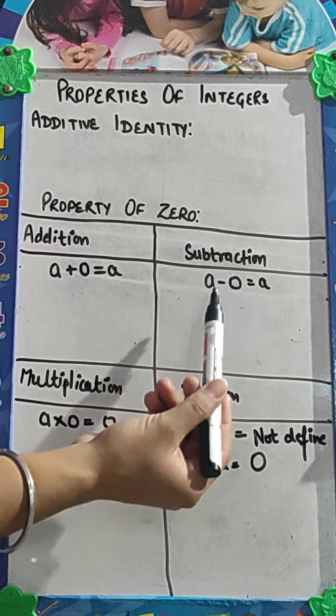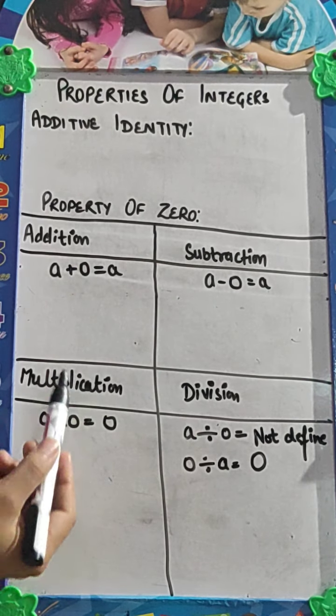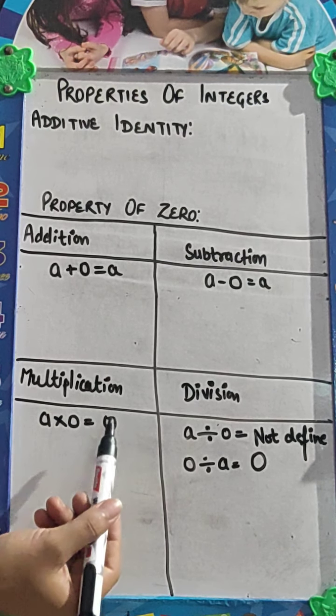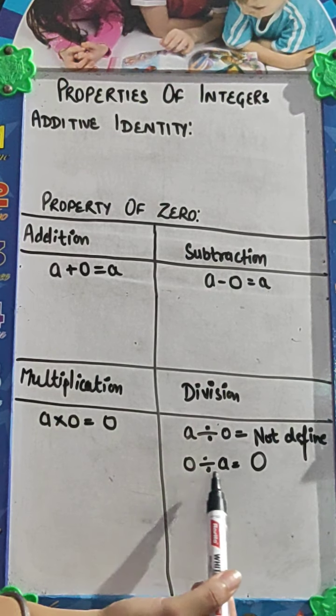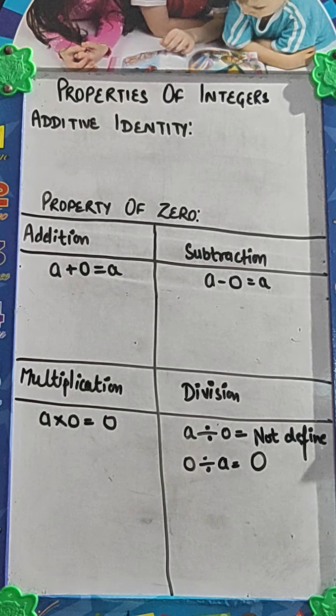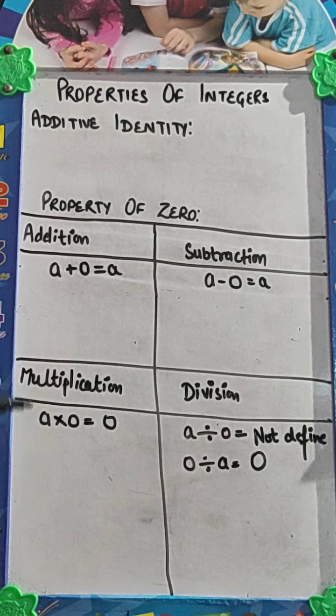In the same way for subtraction, if we subtract 0 from any integer we get the same integer. For multiplication, if we multiply any integer by 0 we get 0, and if we divide 0 by any integer we get 0, and if we divide any integer by 0 we get not defined. So let us solve these properties by taking some examples.